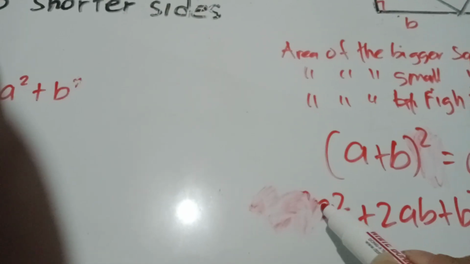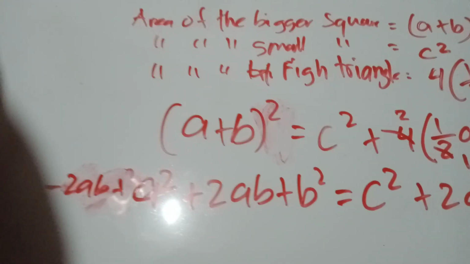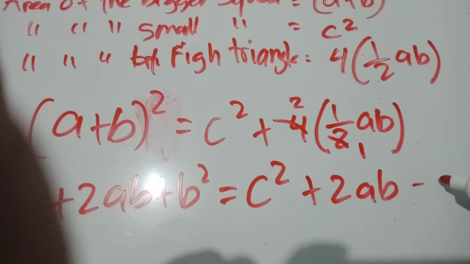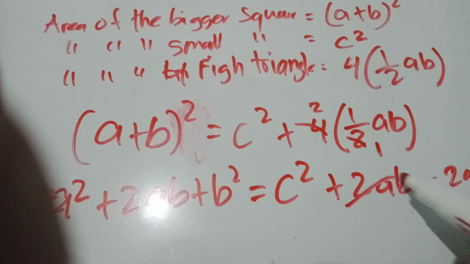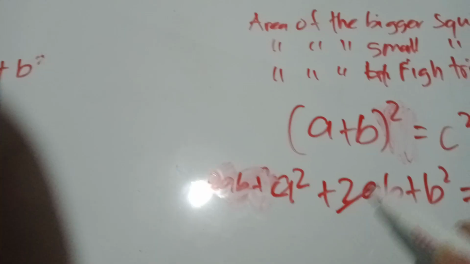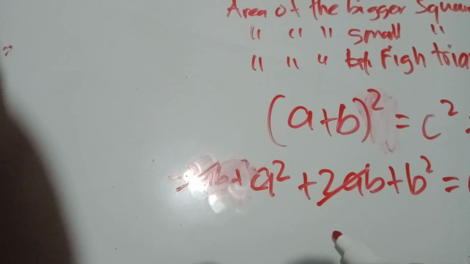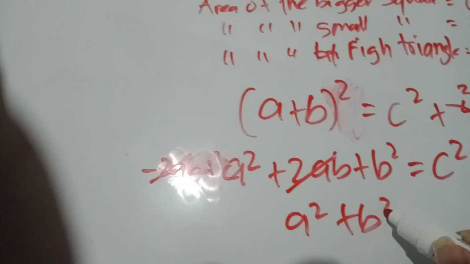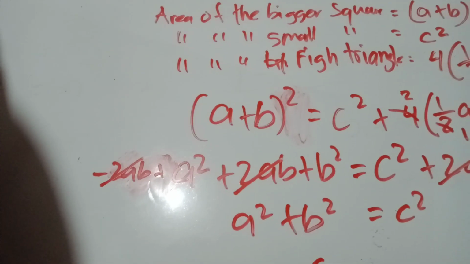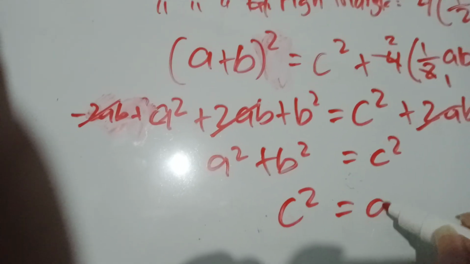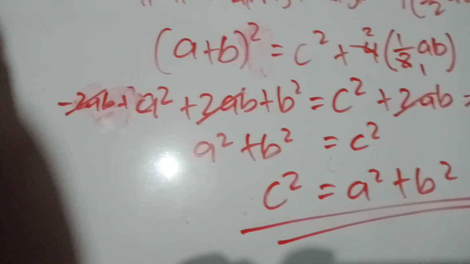So on the left side we have 2AB, and on the right side also we have 2AB. So we can cancel out this one also. We can cancel negative 2AB and positive 2AB. So on the left side we are left with A squared plus B squared. Then on the right side we have C squared, so we need to rearrange that one. C squared is equivalent to A squared plus B squared. So this is how to prove the Pythagorean theorem.